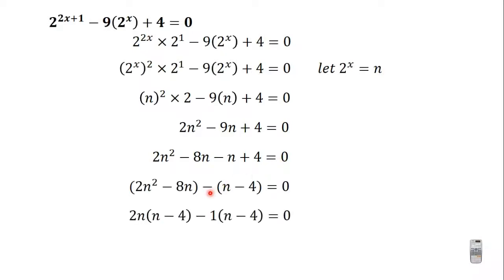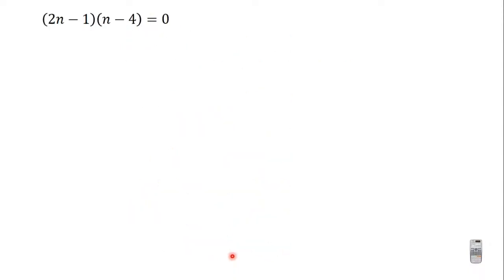If we simplify this, we are going to have 2n into bracket n minus 4 minus 1 into bracket n minus 4. Now, this will give us 2n minus 1 in one bracket, then n minus 4 in the other bracket, equal to 0. We need to find n. So you equate the first bracket to 0. So 2n minus 1 is equal to 0. 2n will give us 1. You divide both sides by 2 and n will give us 1 divided by 2.